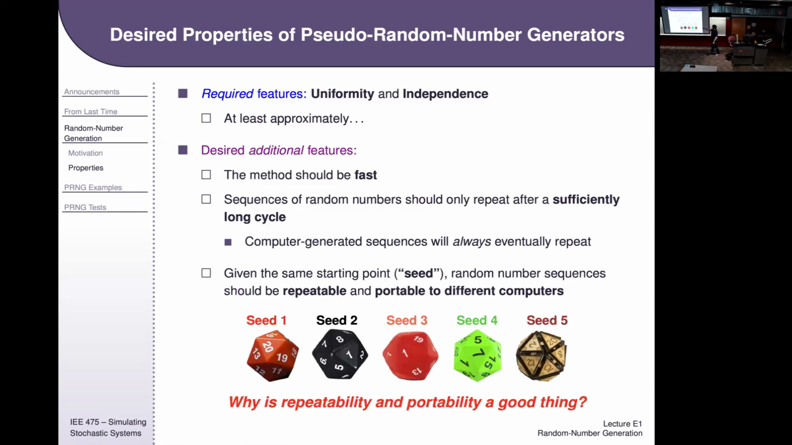And then this is another kind of weird one, but given the same seed, so there's a way in which we can start a random number generator, I want the same sequence to come out. So this seems different than the last one. There I want a very long cycle. Here I want to be able to start a cycle over and over again, as I wish. And so the idea here is that I want this to be repeatable and portable.